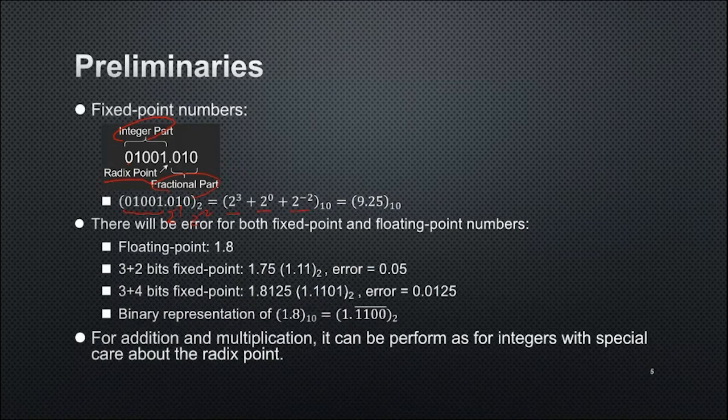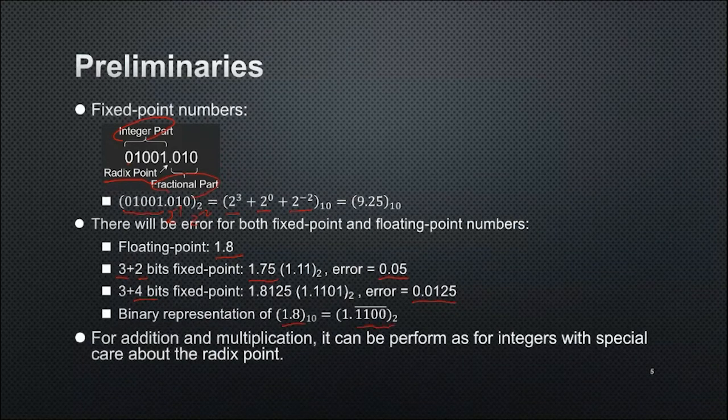And as we can see, there will be error for both fixed point numbers and floating point numbers. So for example, if we consider the number 1.8, if we use 3 integer bits and 2 fractional bits to represent it, the closest number we can represent is 1.75. There will be an error of 0.05. And if we increase the fraction part, then the error can be smaller.